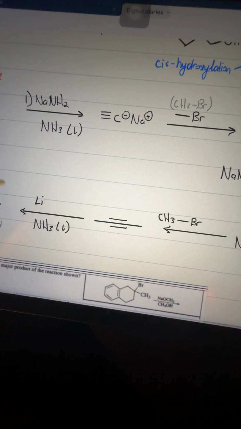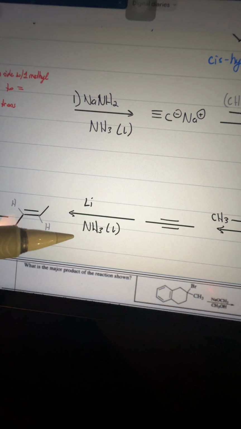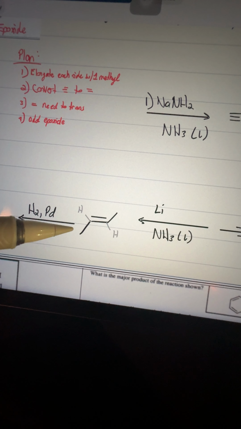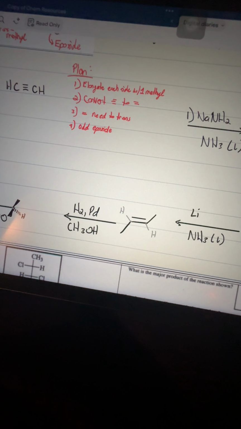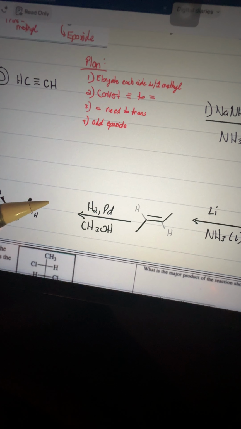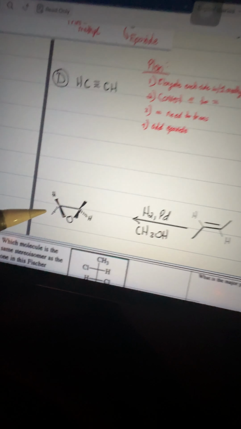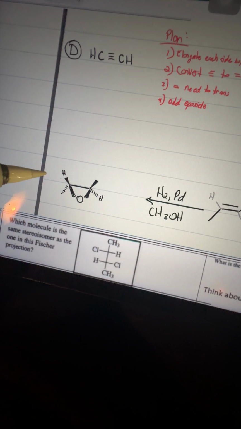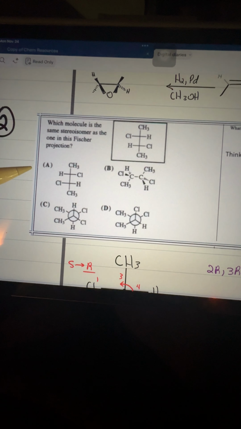Now we have to convert the triple bond into a pi bond in a trans format. So I use lithium and liquid ammonia. That converts it into a pi bond in a trans configuration. And now we add the epoxide group, and that reagent is H2PdO over methanol. And that gives me the prepared compound, I guess.